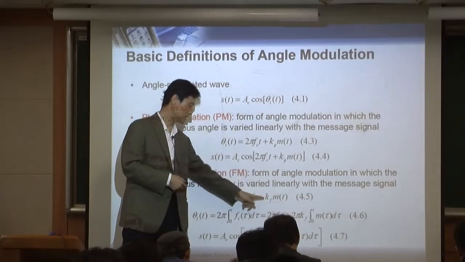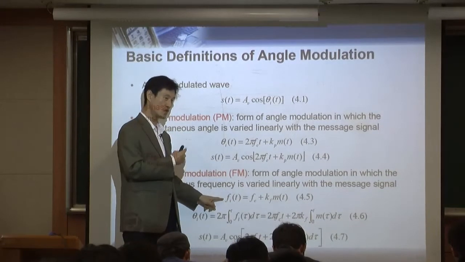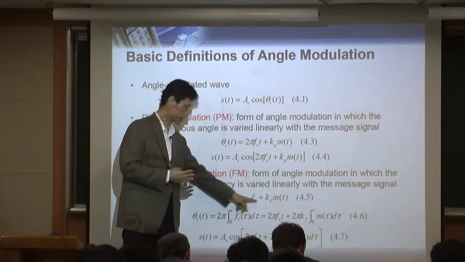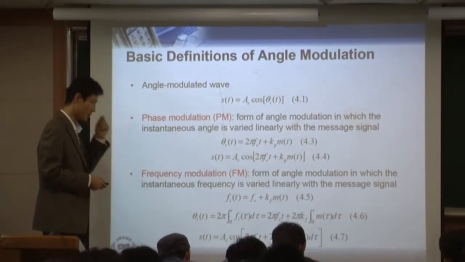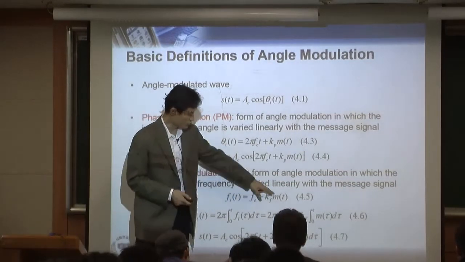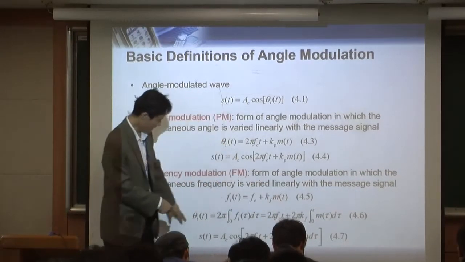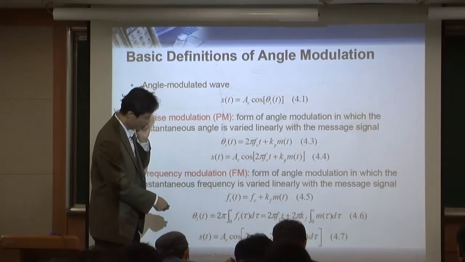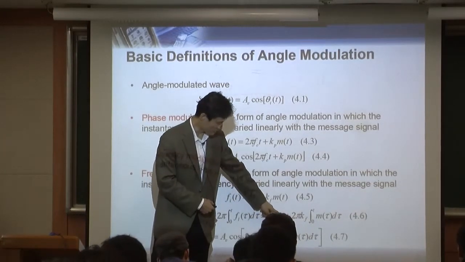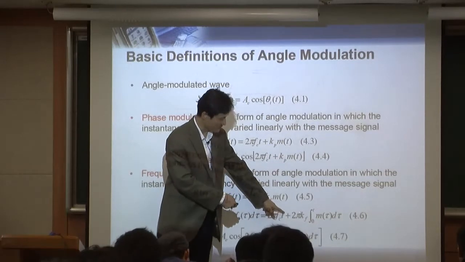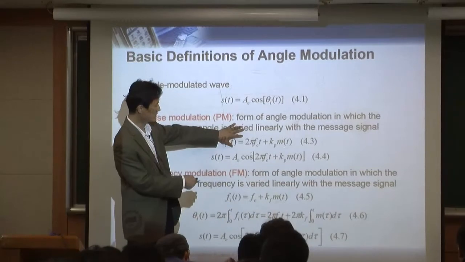Because of your message, your frequency eventually changes. So that's your frequency modulation. Since your message goes into the frequency, when you put this into the angle, what you see is that eventually it's going to be 2 pi fc t plus some other phase, the integration of the message, right?